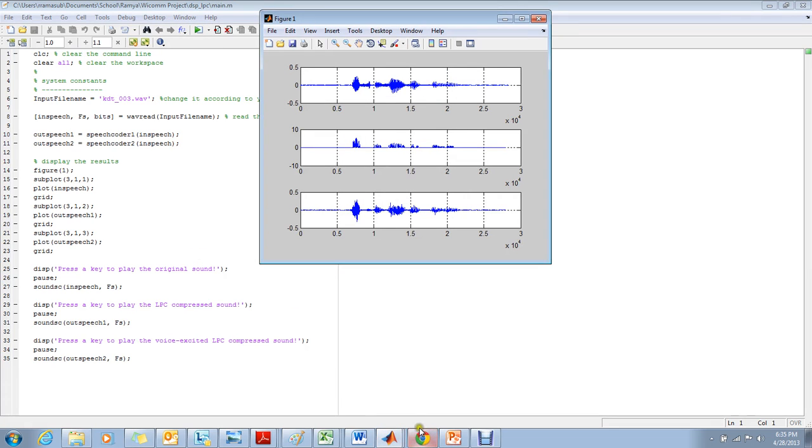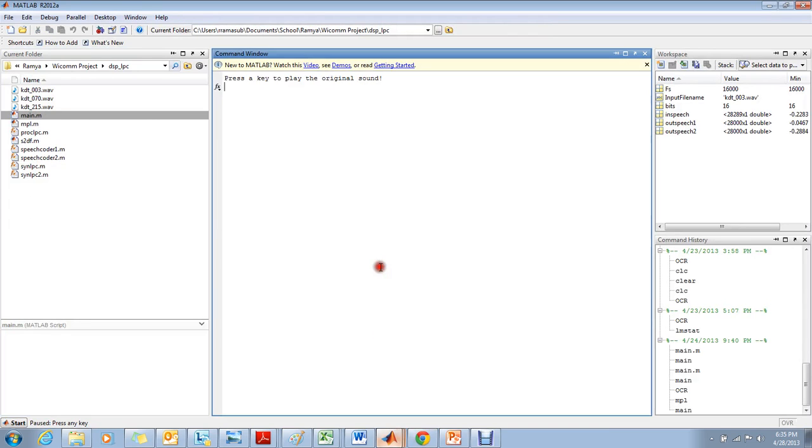this is the output of the signal and we can hear it as follows. The original signal is given here. This was easy for me. So this is a plain signal that is being recorded from the source, and then the LPC compressed signal is now played.